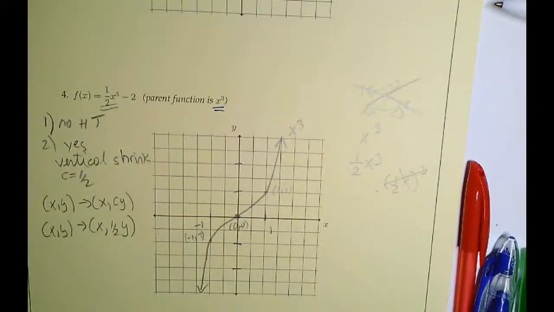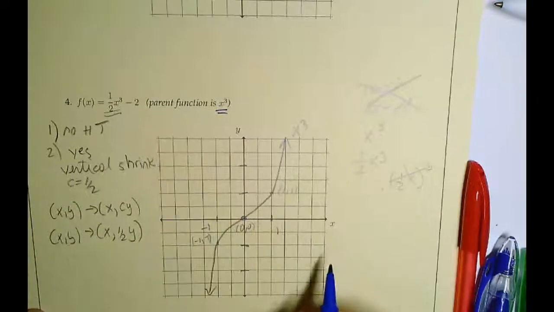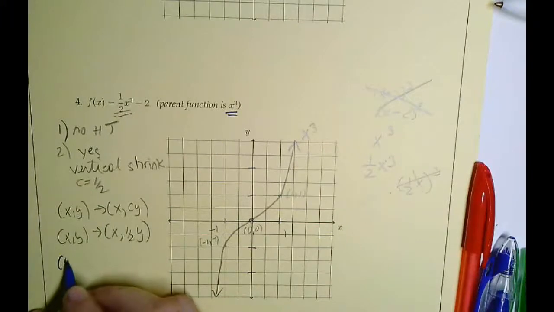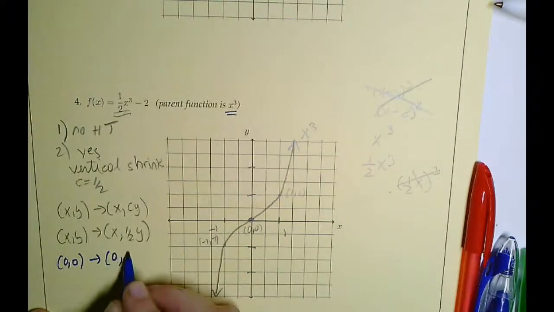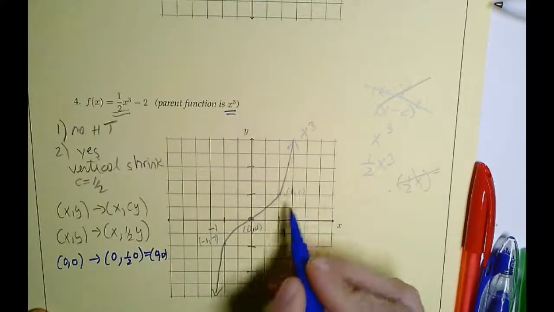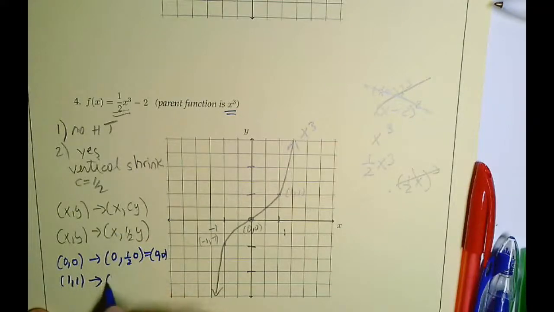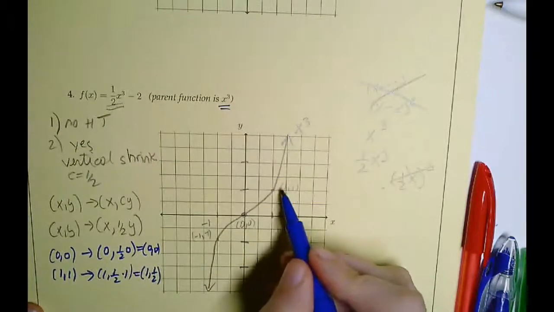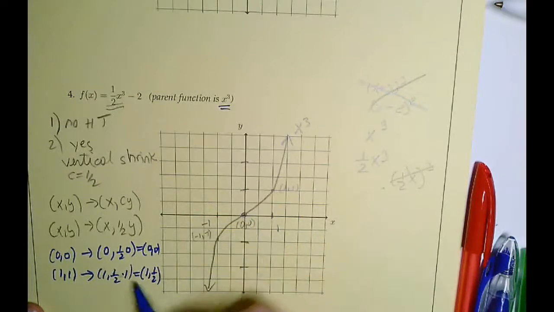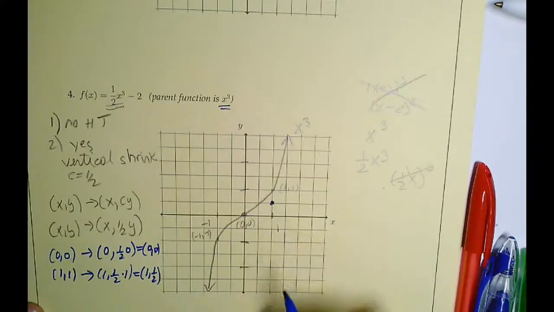So let's see, where is the point 0, 0 going to go? The point 0, 0 is going to go to 0 and 1/2 times 0, which is 0, 0. So it's just going to stay there. What about the point 1, 1? The point 1, 1 is going to go to 1 and 1/2 times the y value, 1/2 times 1, which is 1 and 1/2. So the point 1, 1 is going to go to 1, 1/2, so 1 for x and 1/2 for y. So this point is going to go here.